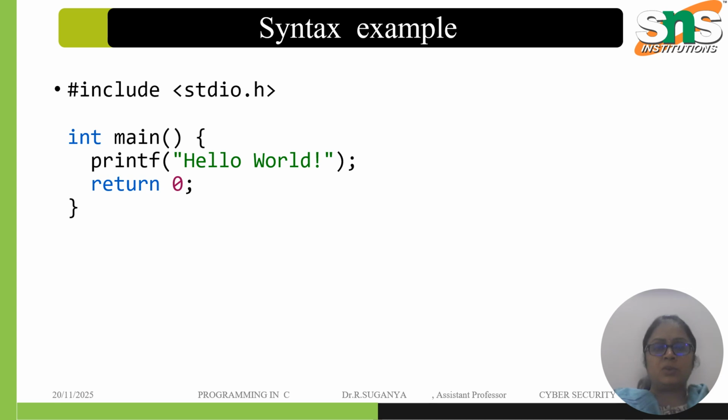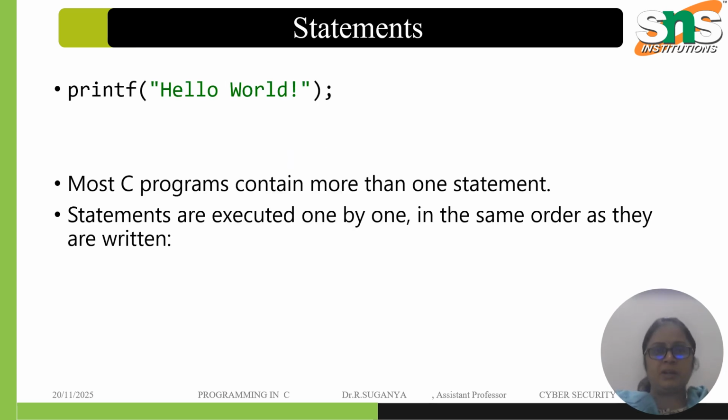The main syntax example here is: #include <stdio.h>, int main function, then printf of "Hello World" inside double quotations, and return 0. Here stdio.h is the standard input output header file. The hash is a preprocessor directive, int is a data type, and main is a function. The statement is printf within parentheses and double quotations, "Hello World", a simple statement.